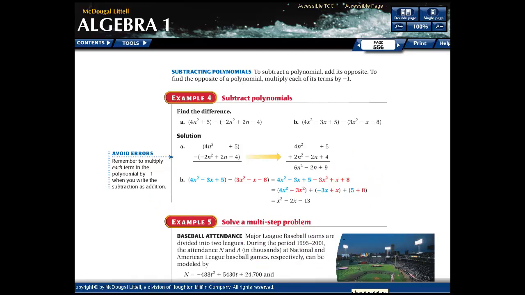Subtracting polynomials. Here's the only thing that's different on this one than adding polynomials. You've got this pesky little minus sign right there, and because of that, it is minus not just this part, it is minus everything in here. So if it's minus everything in here, then you have to apply it to everything in there. You need to almost distribute that negative. So on this you would have 4n squared plus 5 plus 2n squared, if I distribute that negative, minus 2n plus 4. And now I can combine them.